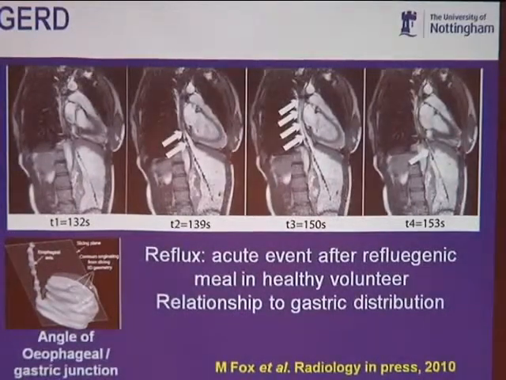So, first of all, just starting with the esophagus, these are images where basically sort of sagittal coronal images of the person.